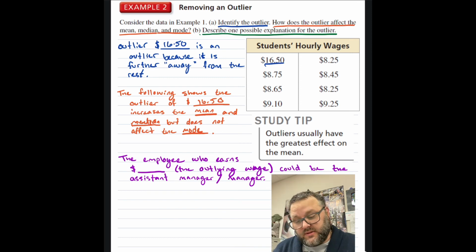And the employees who earn 1650 could be like an assistant manager. There's somebody who's not going to be probably pulled off the street given a job after turning in an application. But they do exist. So describe one possible explanation of the outlier. They could be an assistant manager.